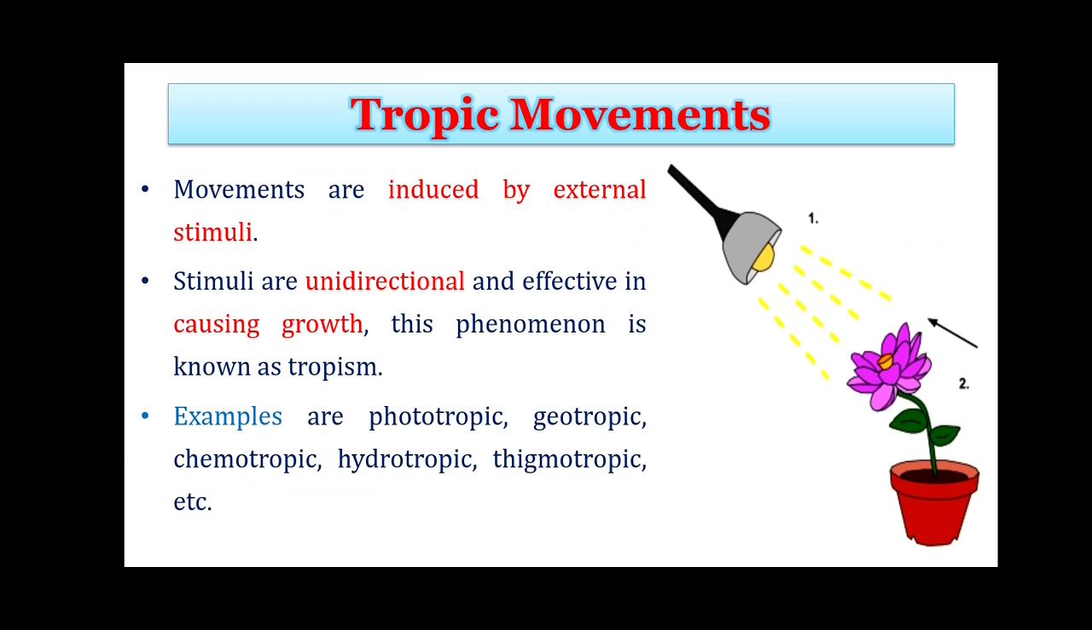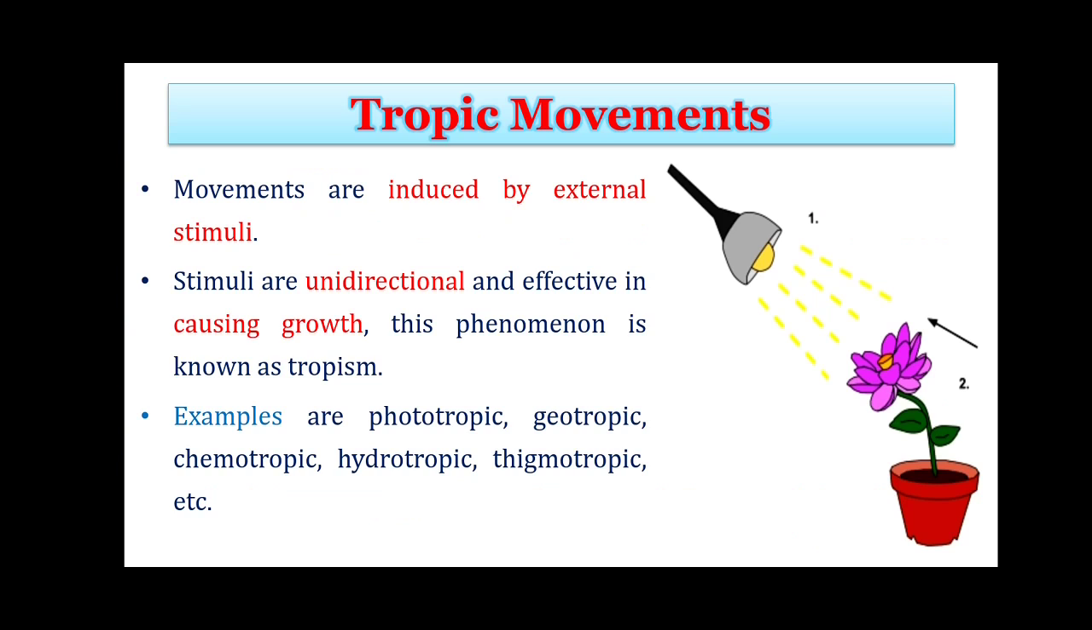Now let's see in particular a tropic movement. These movements are induced by an external stimulus, that is, a stimulus originating from outside the plant body. These stimuli are unidirectional and they are effective in causing growth. So this phenomenon is known as tropism. There are different kinds of tropism: phototropism, geotropism, chemotropism, hydrotropism, or thigmotropism.